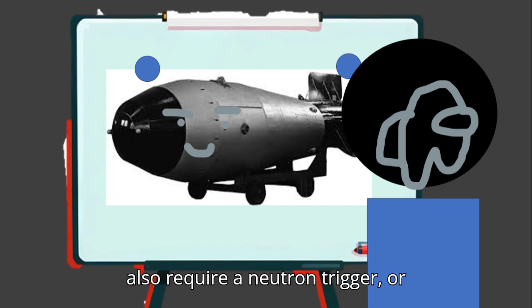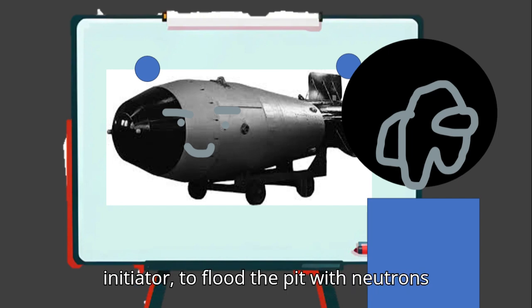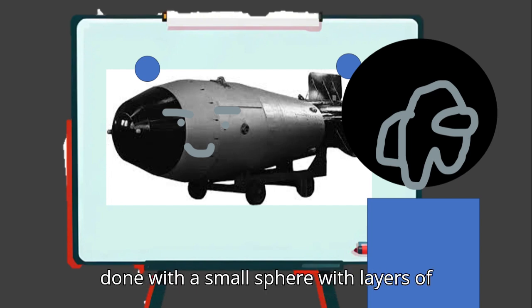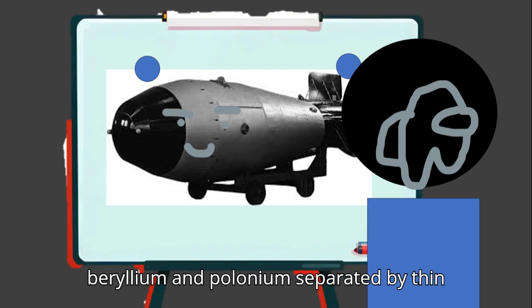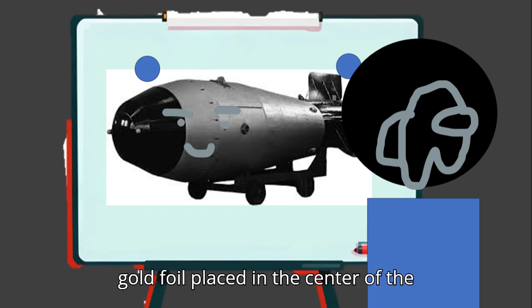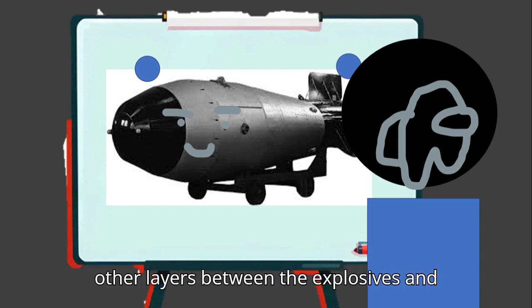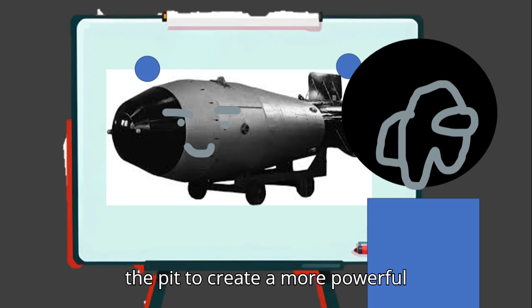Implosion designs also require a neutron trigger or initiator to flood the pit with neutrons during detonation. In Fat Man, this was done with a small sphere with layers of beryllium and polonium separated by thin gold foil, placed in the center of the pit. An implosion design may also include other layers between the explosives and the pit to create a more powerful explosion.